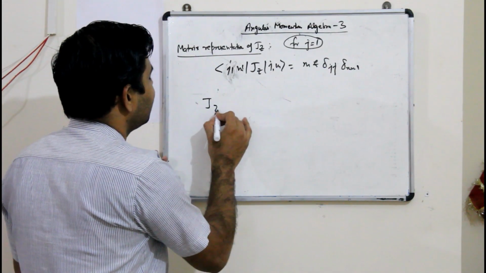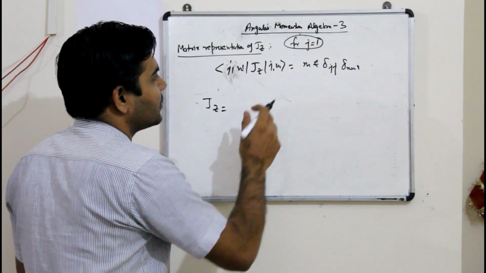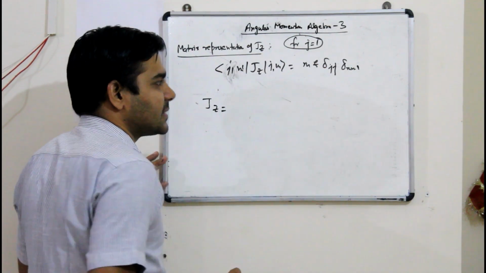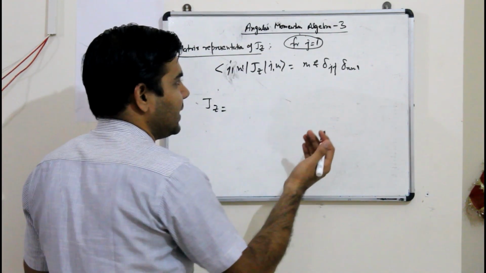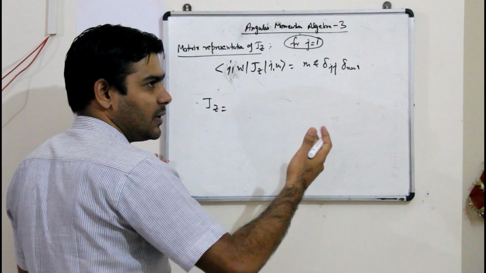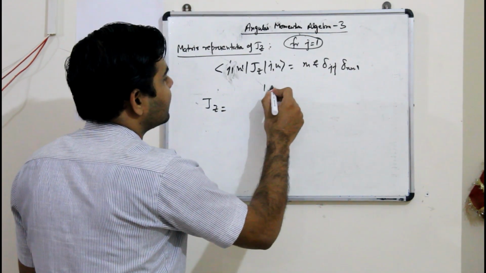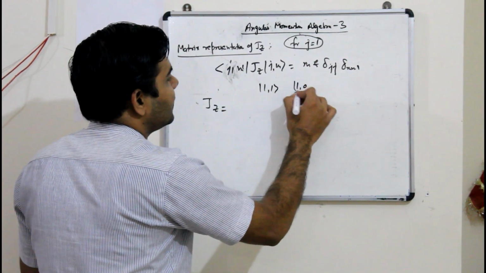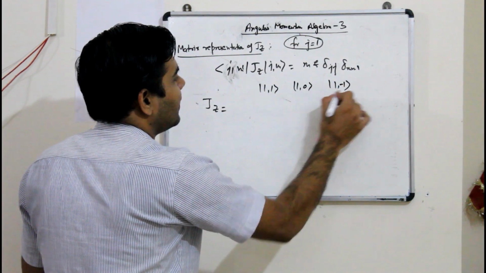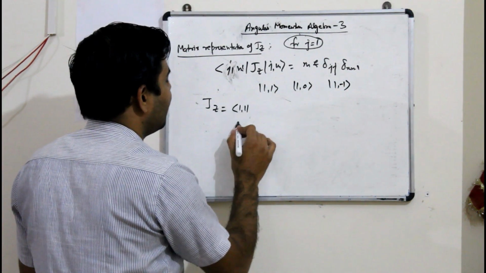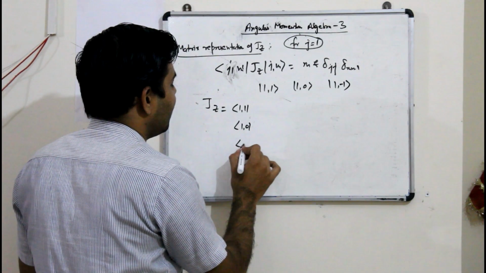So let's see those states. Since j equal to 1 is the same, the allowed values of m are the same: plus 1, 0 and minus 1, and the states are the same, |1,1⟩, |1,0⟩, |1,-1⟩, and similarly the corresponding bras would be ⟨1,1|, ⟨1,0|, ⟨1,-1|.